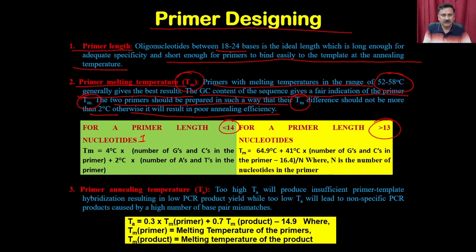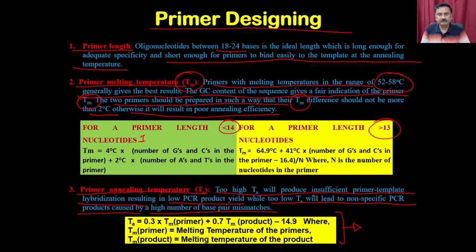And the third is the primer annealing temperature. Too high an annealing temperature will provide insufficient primer-template hybridization and result in low PCR yield, while too low an annealing temperature is going to give you non-specific PCR products caused by a high number of base pair matches. You can use this formula to calculate the primer annealing temperature.